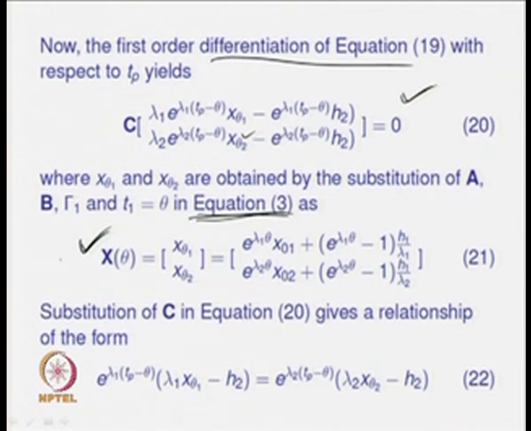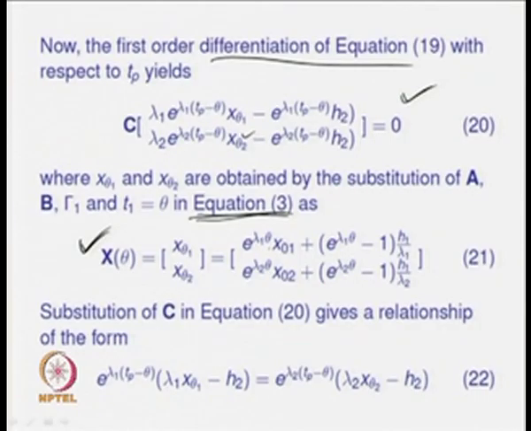As I have said, the state has two values at any instant of time. So, those two values can be obtained with the expressions e to the power lambda 1 theta x0 1 plus (e to the power lambda 1 theta minus 1) times h1 upon lambda 1, and e to the power lambda 2 theta x0 2 plus (e to the power lambda 2 theta minus 1) h1 upon lambda 2.